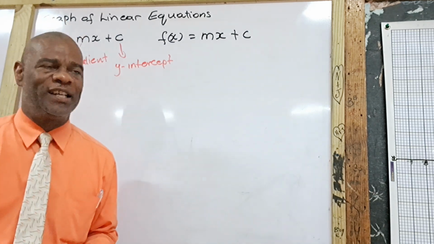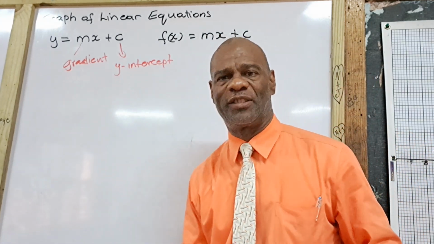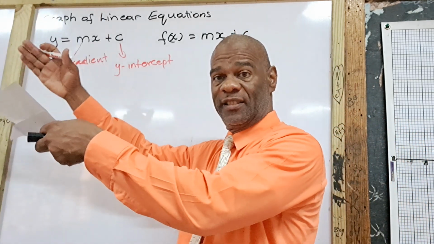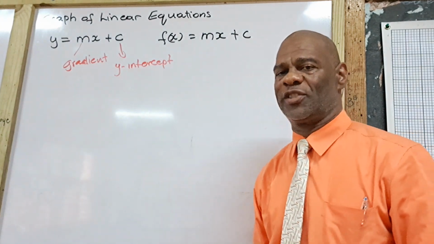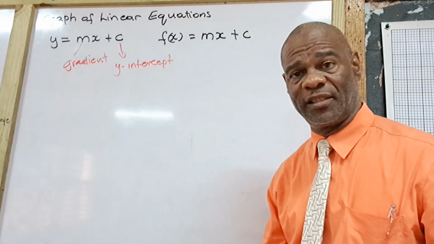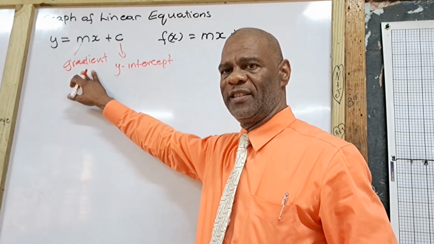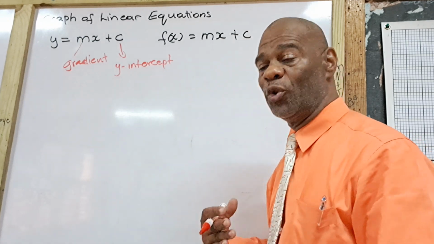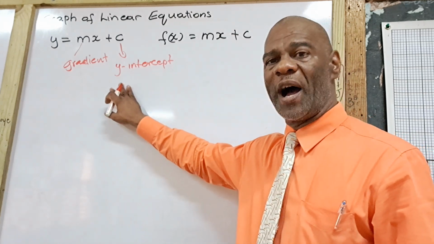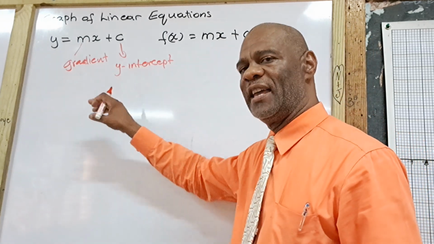Now, what is the gradient? The gradient tells us how the line is sloped, or the steepness of the line. When we talk about the gradient of a hill, we're talking about how steep the hill is, how it slopes. There's a slope to the right, there's a slope to the left. Is it very steep or flat, and so on. So the gradient tells us how steep the line is. Now the y-intercept tells us where the line crosses the y-axis.